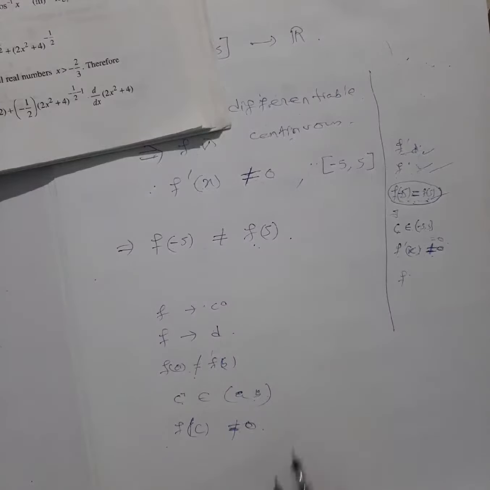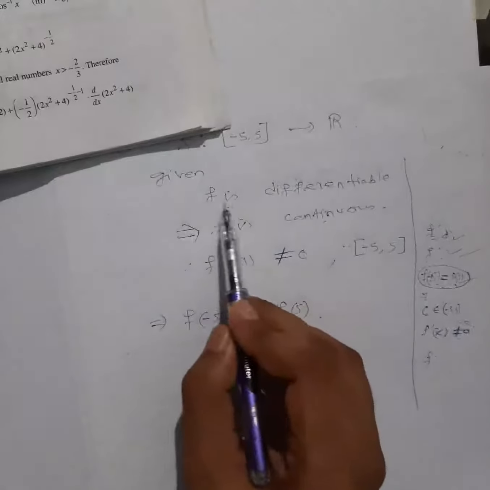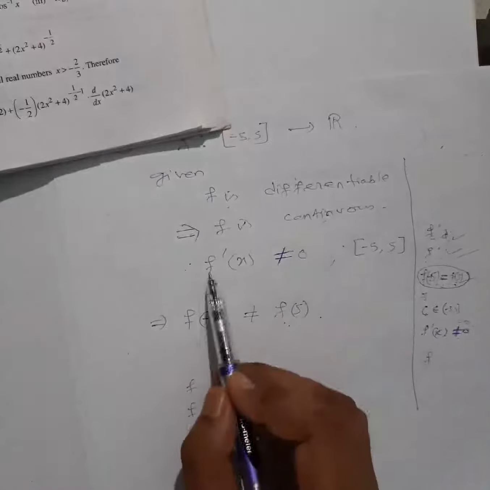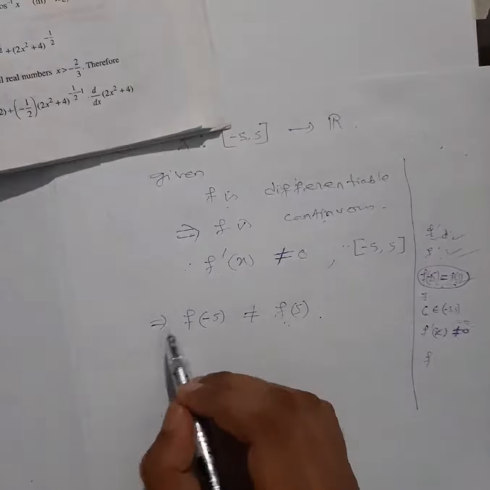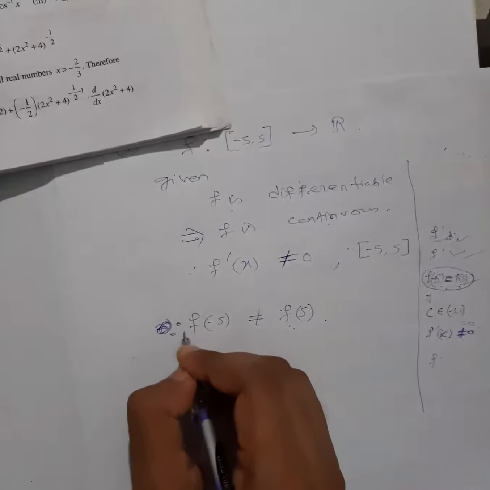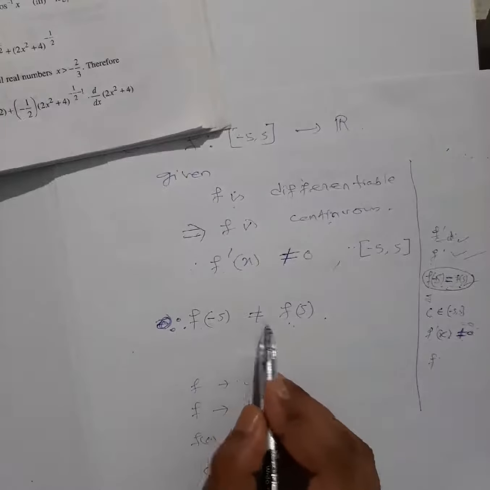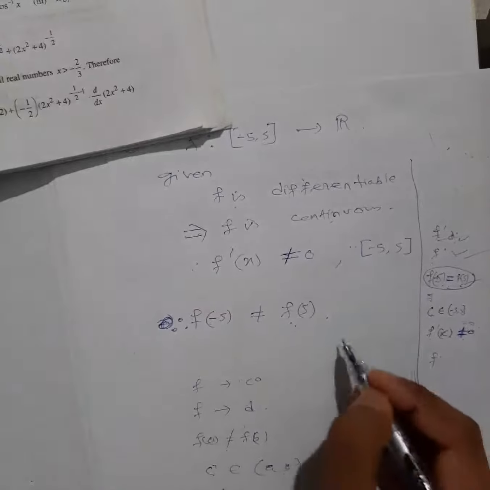Okay, so directly you can write: since f is differentiable, continuous, and f dash x is not equal to 0, therefore f of minus 5 is not equal to f of 5. Okay.